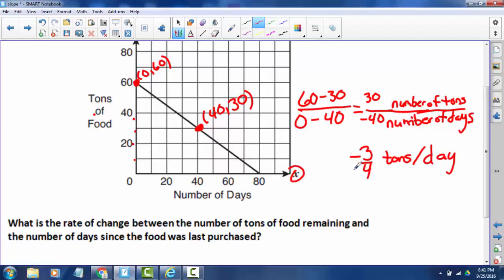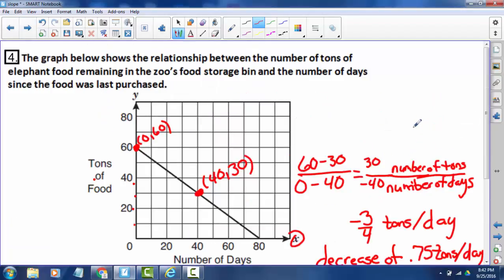Or we could say we have a decrease of, if we divide that and turn it into a decimal, 0.75 tons per day. Little different ways to write that. Okay, so now you're ready to work on the Slope Day 2 worksheet.